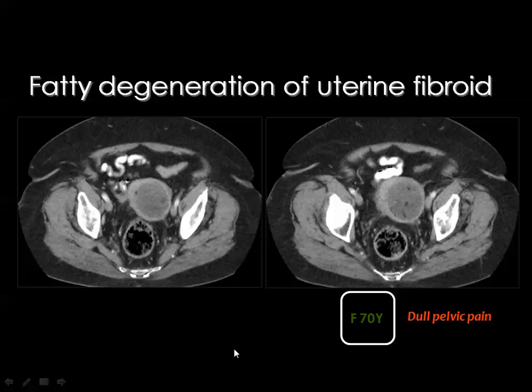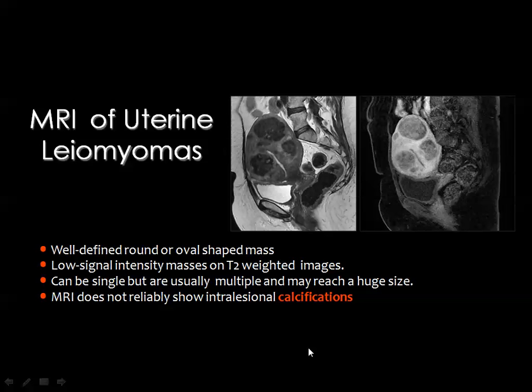to the myometrium. By MRI, the uterine fibroid has a classic appearance, which is a well-defined mass either within the uterine cavity or within the myometrium or outside the uterus, and this mass will appear of low signal in the T1, low signal in the T2, and it may show some contrast enhancement after gadolinium injection.